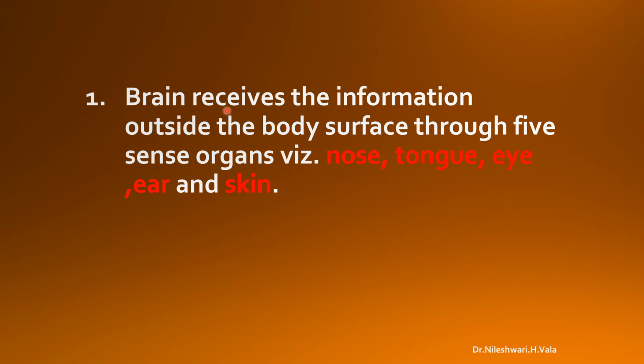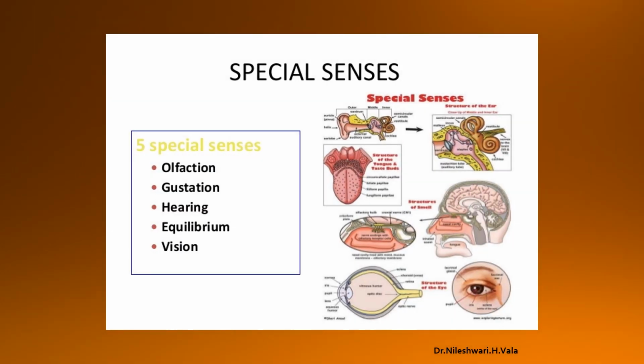Now the brain receives the information from outside the body surface through 5 sense organs: nose, tongue, eye, ear and skin. So, 5 special senses. First of all, olfaction, then vision, taste sensation, and hearing and equilibrium. These are the 5 special senses that are present in human beings.